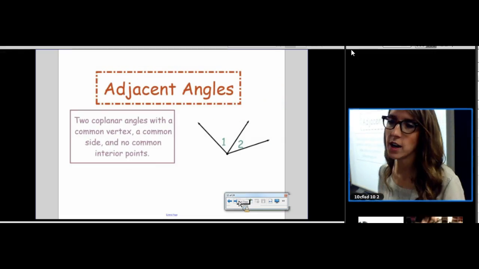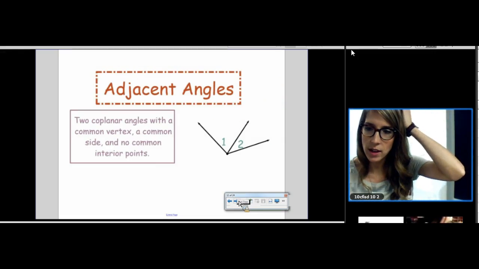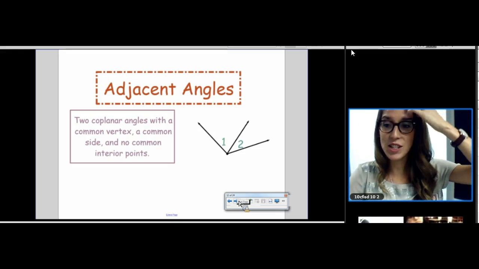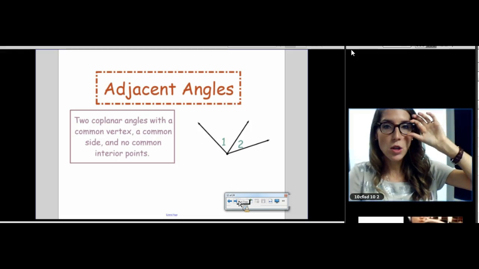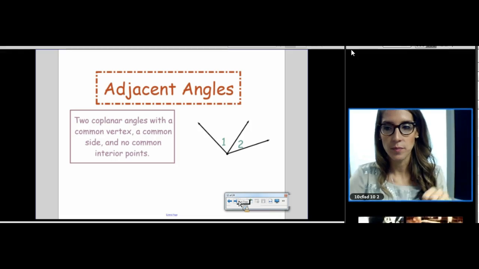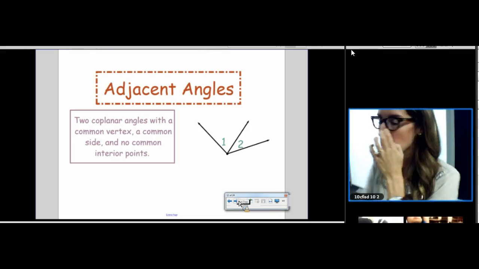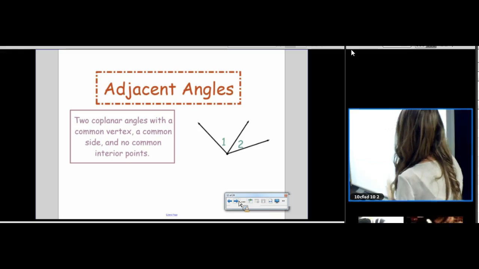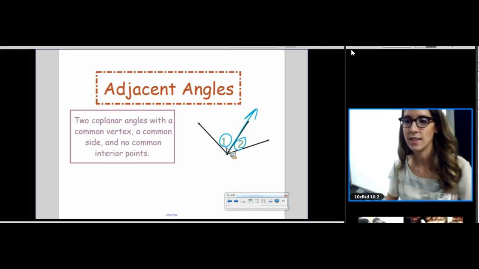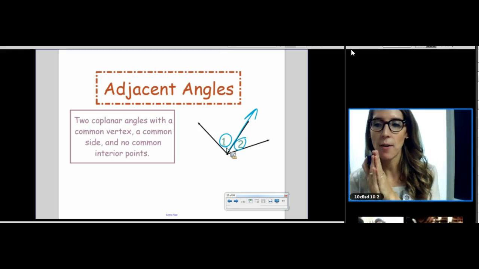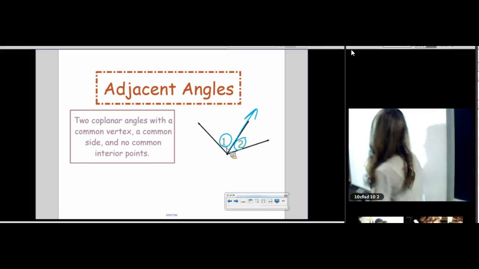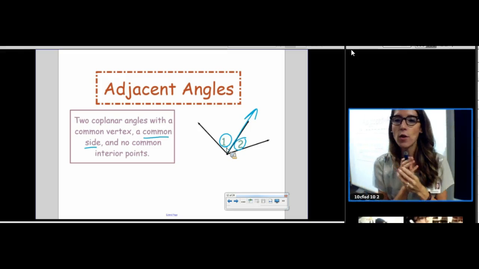All right, the next word from your vocab sheet that we're looking at a little bit closer is adjacent angles. You're not writing this in your notes because it's already on your vocab sheet. When you hear adjacent, I want you to think next door neighbors. Next door. Adjacent. Next door neighbors. So angle 1 and angle 2 are next door neighbors. They share a ray. They're so sweet to share that ray. They have what's called a common ray, a common side, right here.